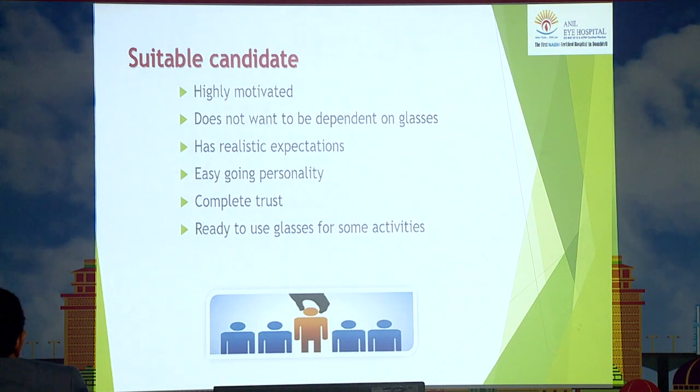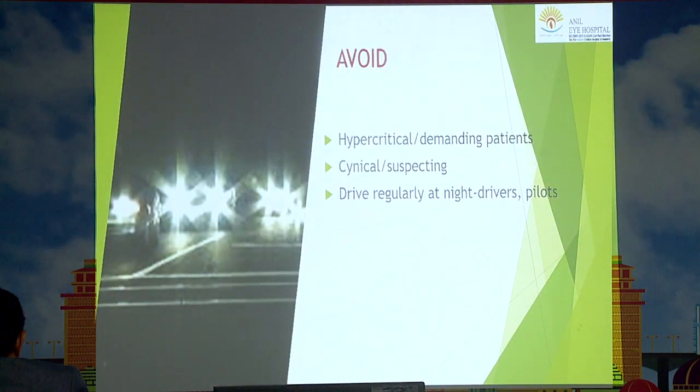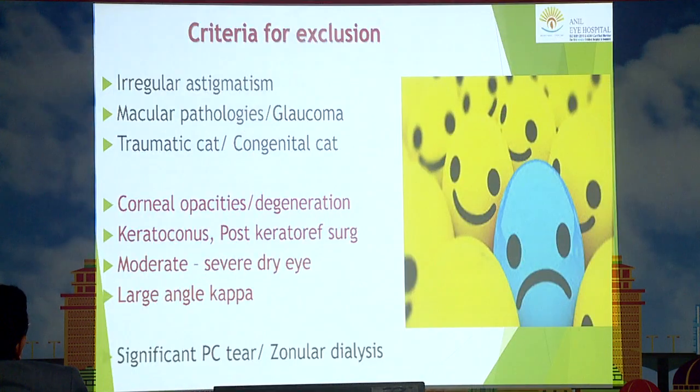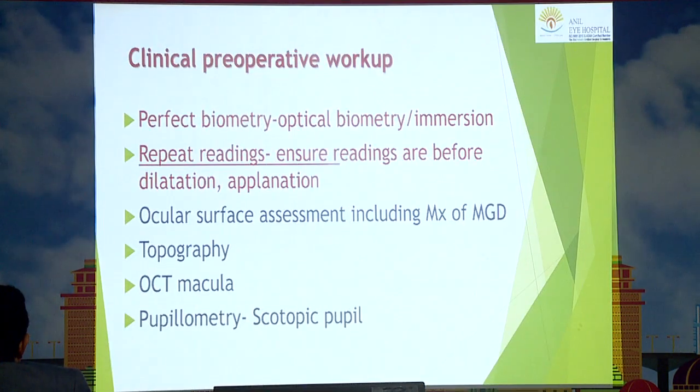So you need patients who are easygoing in personality, and have a direct connection with the patient, have a talk with him directly. What patients I personally avoid are those that are hypercritical. They keep asking you 100 questions, very finicky, and if they are regularly doing night driving, long drives, I personally avoid all these patients. So what are the criteria for exclusion? Yes, you do a good preoperative workup. If there's irregular astigmatism, for example, somebody having a corneal scar or keratoconus, macular pathologies, of course advanced glaucoma, severe dry eye, large angle kappa, and if there has been an intraoperative event with a large nodular dialysis or a PC tear, we would refrain from using a multifocal lens.